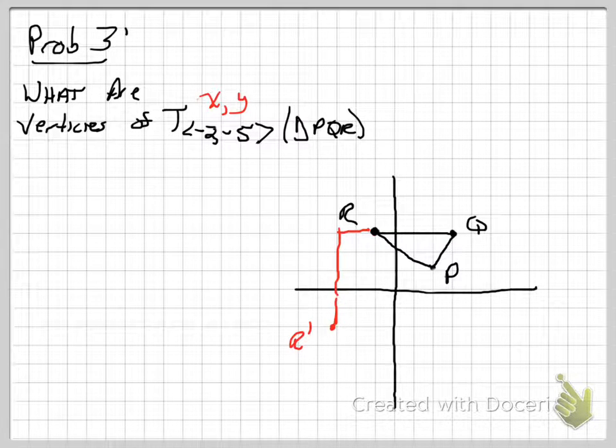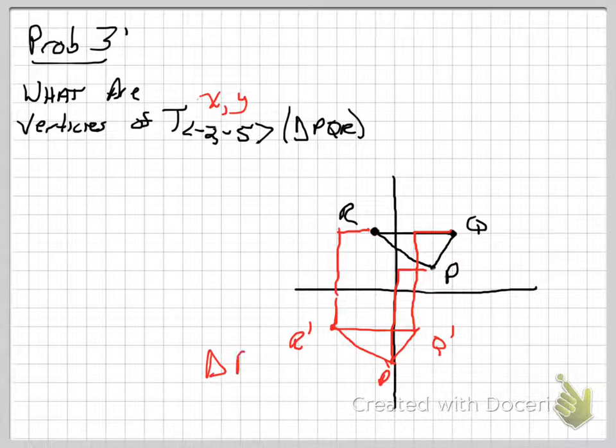P, let's go 2 left, 1, 2, and 5 down, 1, 2, 3, 4, 5. Right there is P prime. Q, let's go 2 left and 5 down, 1, 2, 3, 4, 5. There's Q prime, and my new triangle resides right there. And again, that's triangle P prime, Q prime, R prime. That's my image.